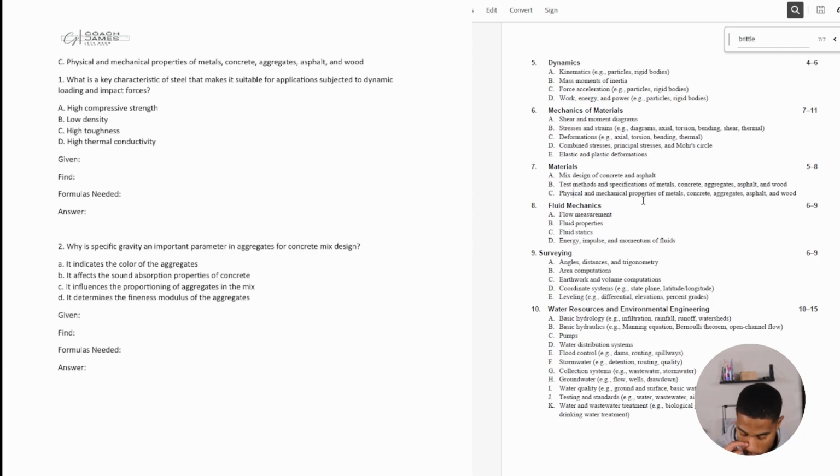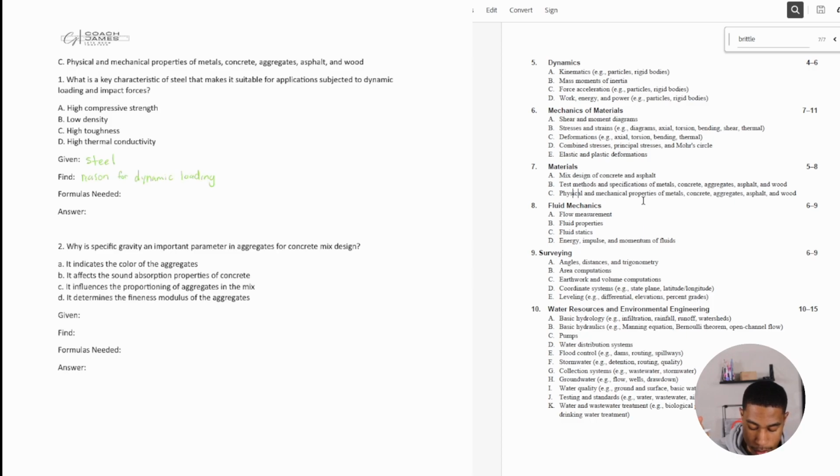All right, so this one says, what is a key characteristic of steel that makes it suitable for applications subjected to dynamic loading and impact forces? Okay. So we're looking at steel. High compressive strength, BA. So the given information, we know that we're talking about steel here, and we need to find the reason for dynamic loading. Are there any formulas? No. Okay. So from this, this is kind of like prior knowledge.